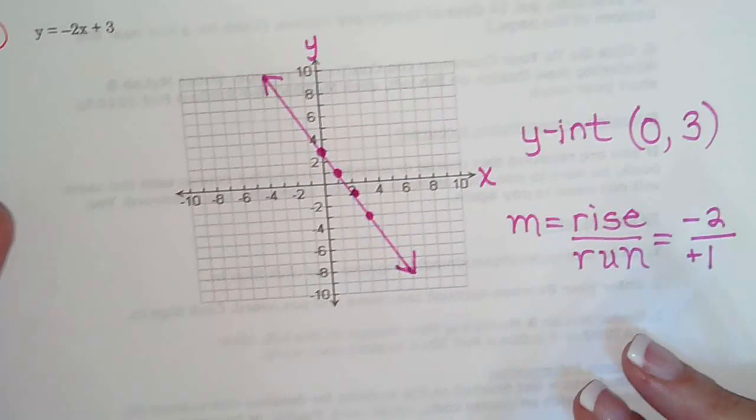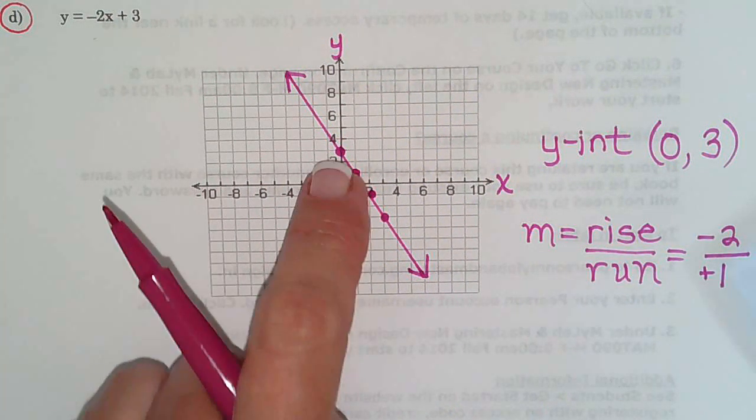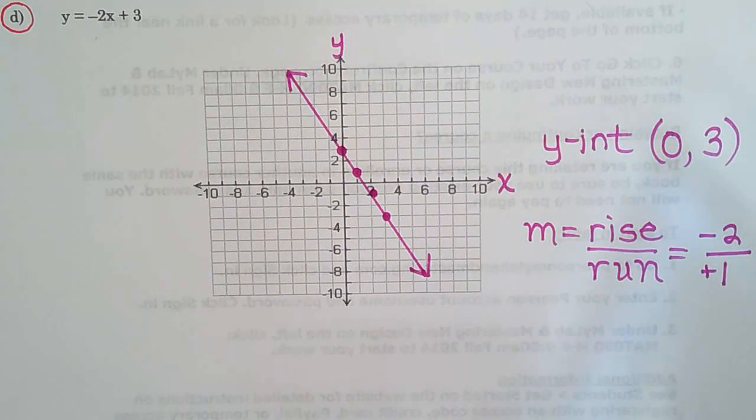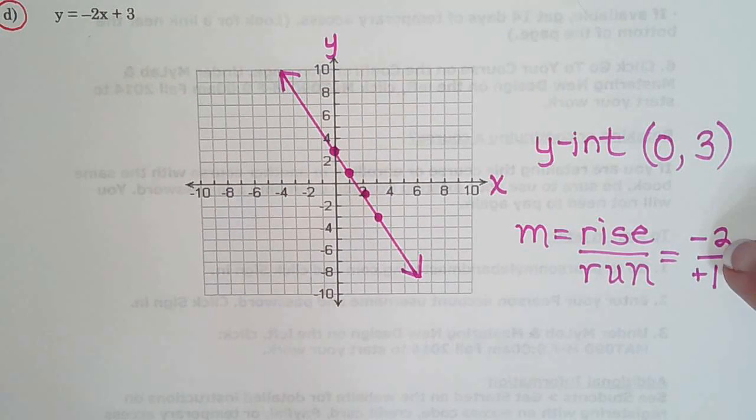So the first one had a positive y-intercept and a positive slope. This one has a positive y-intercept but a negative slope. So I would write that little plus sign in just to remind you that that is always going to be run forward. The negative only goes with the numerator.